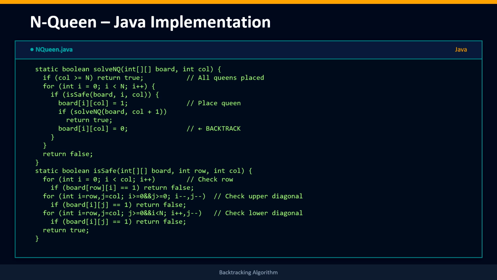If placing the next queen is not possible, we backtrack. That means we remove the queen by setting board[row][column] back to 0. Then we try the next column. This process continues until all queens are successfully placed on the board.